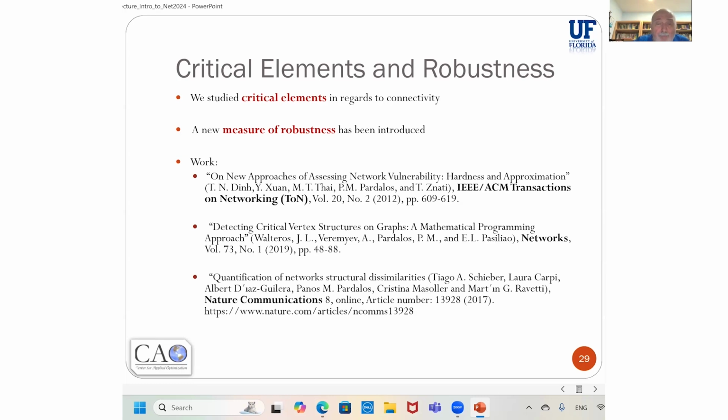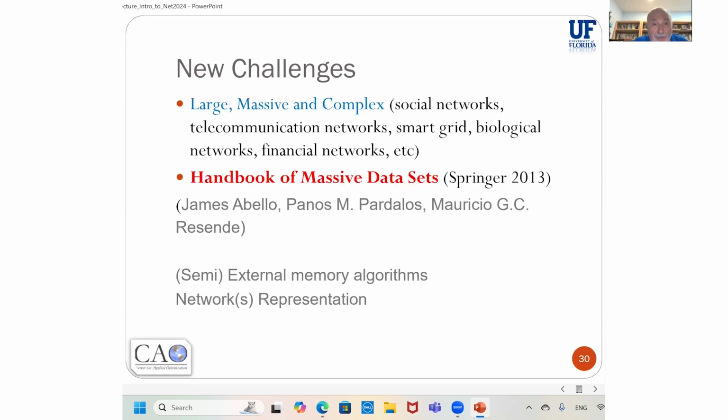Now, amazingly, all these critical element problems are very difficult to solve. In this first paper, we discussed complexity and approximation algorithms for these problems. I won't go into the discussion here. But even for special graphs, special networks, these problems are very difficult to solve, are NP-complete. And of course, almost all these problems have very compact integer programming formulations. But unfortunately, you cannot solve them exactly for large-scale problems, because sometimes these networks are very big.